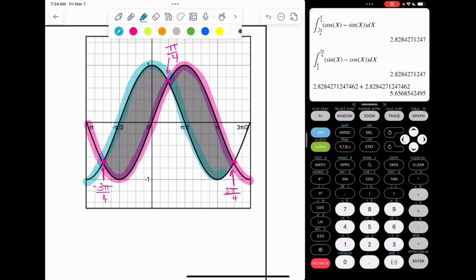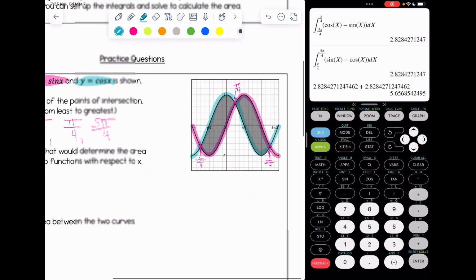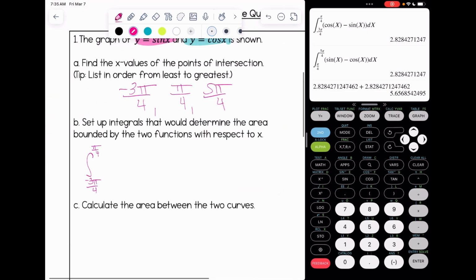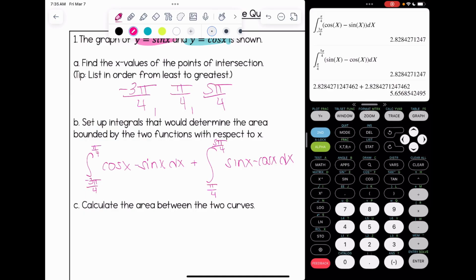If we look at that first region, cosine is the higher function, the upper function, and sine is the lower, and then it reverses. In that second shaded region, the sine function is on top and cosine's on the bottom. So I'm going to have to take that into account when I set up my integrals. This first one is going to be the integral of cosine x minus sine x dx, and I'm going to add that to the integral from pi over 4 to 5 pi over 4 of sine x minus cosine x dx.